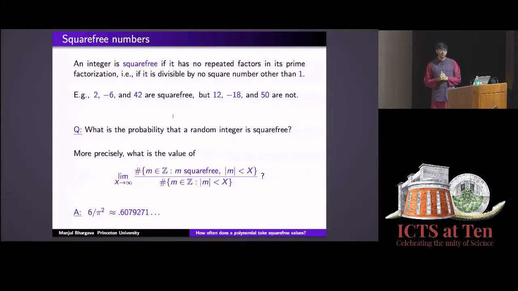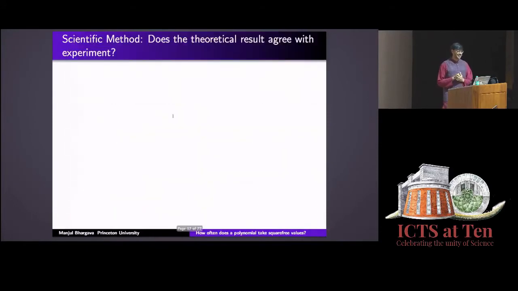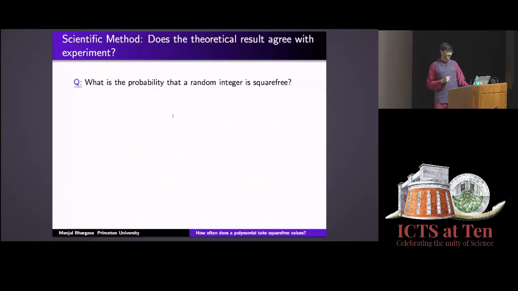So you might ask, well, why is it 6 over pi squared? And the other thing you might ask is, does this actually agree with experiment? David was talking about the scientific method yesterday. Does the theoretical result agree with experiment? I consider that very important as well, even though I'm a mathematician. So what's the probability that a random integer is square free? What do experiments say about this?